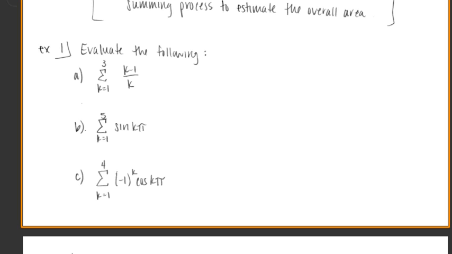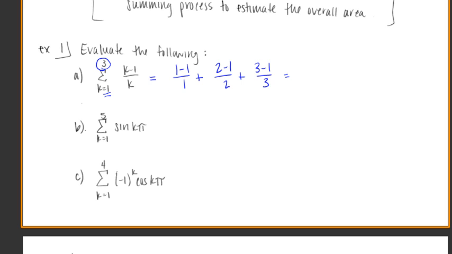In example 1, we just want to practice evaluating, getting our feet wet with how to do summations. First, here's our starting value, so I plug that in: 1 minus 1 over 1. Then the next value after 1, you always increase by integer amounts, is 2. So 2 minus 1 over 2, plus 3 minus 1 over 3. I'm going to stop right there because I've hit my final value of 3.